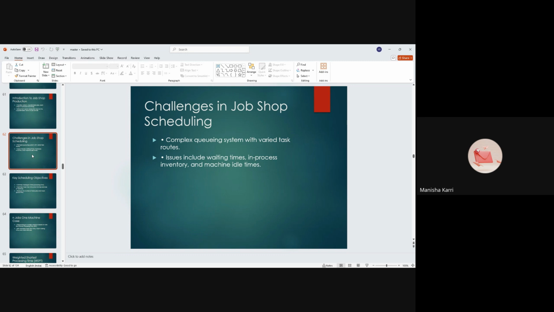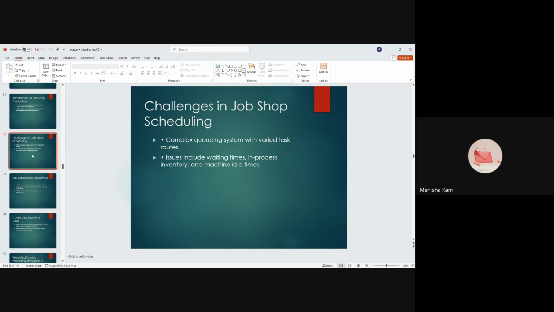The second challenge is waiting times. With multiple jobs waiting for the same machines, some jobs end up waiting their turn, which can slow down production and delay completion times. For example, if two jobs need the same cutting machine, one may have to wait, isn't it? So it increases the overall production time. Waiting times are another challenge in job shop scheduling.